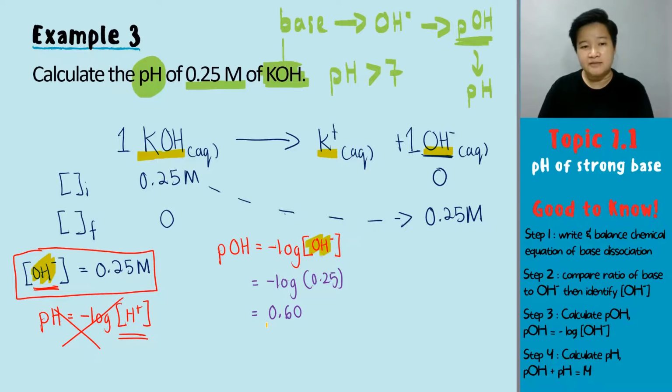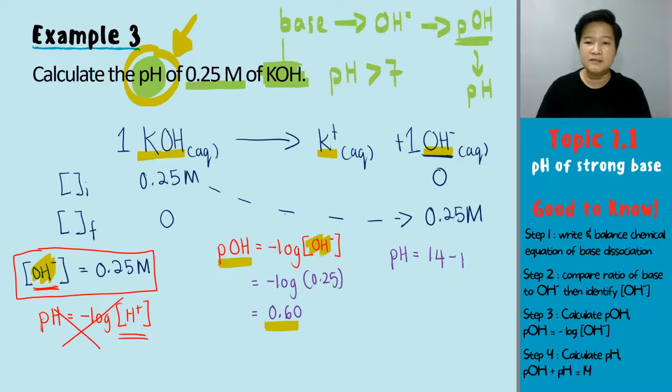And bear that in mind, 0.60 is only the pOH. The question is asking for the pH value. So how can I find the pH value? Very simple. pH will be equal to 14 minus pOH. So you will have your 14 from the relationship minus the pOH calculated, 0.6. Therefore, your pH value calculated is 13.40. And that is the pH value.